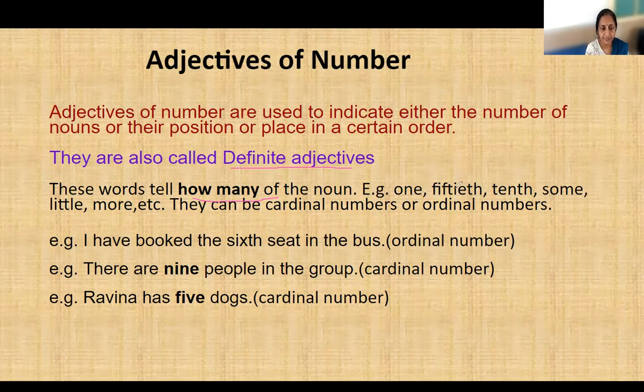Example: 50th, 10th. So these can also be called cardinal numbers or ordinal numbers. I have booked the 6th seat in the bus. So this is an ordinal number. There are 9 people in the group, which is a cardinal number. They are giving you the exact number of people in the group. Ravina has 5 dogs. Again, another cardinal number.